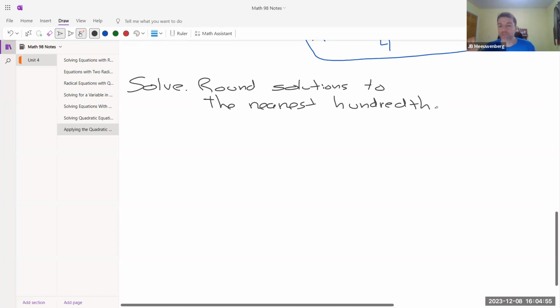So this one is going to be done as a decimal. The nearest hundredth, how many decimal places is that? You'll have a number, you'll have a decimal point, and then 2 more numbers after that decimal point. This is the hundredth place.